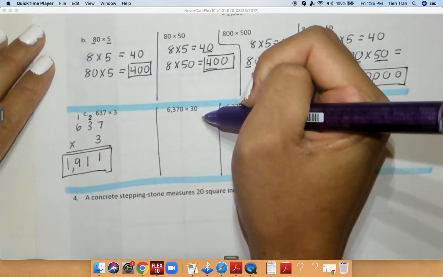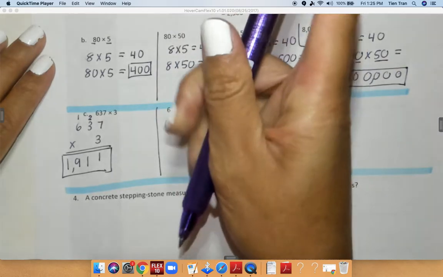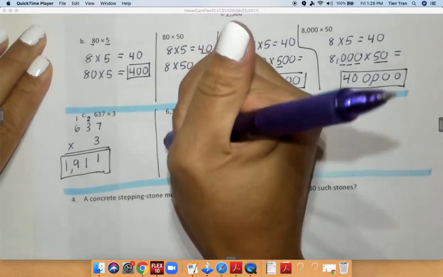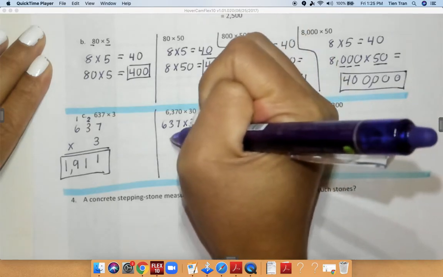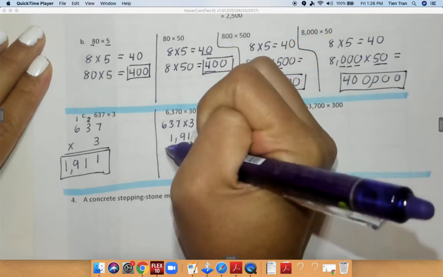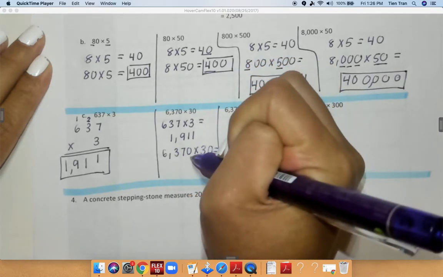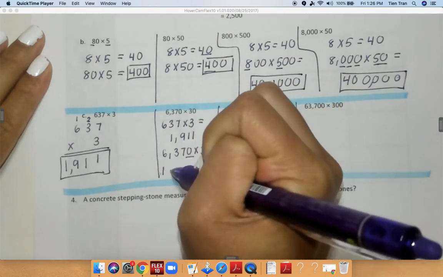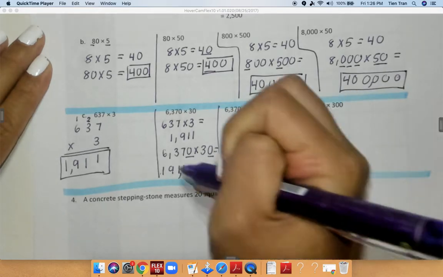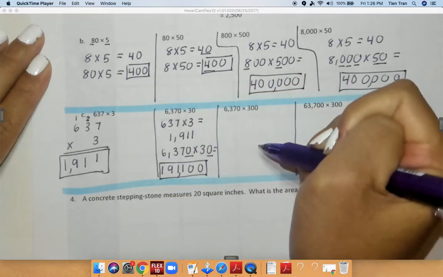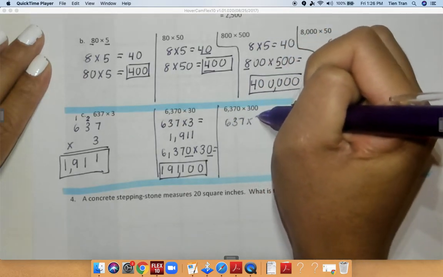So now this one is basically the same, but they're adding zeros. So I know that 637 times 3 is equal to 1,911. So if I were to have 6,370 times 30, I'm going to get 2 zeros at the end. So 191,100 is going to be 191,100.